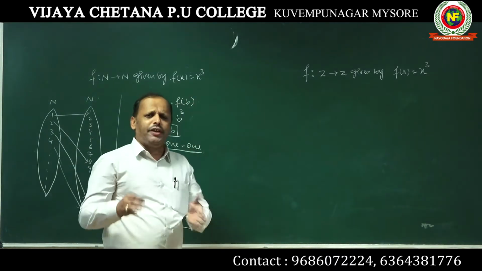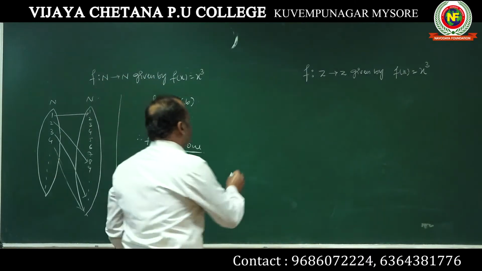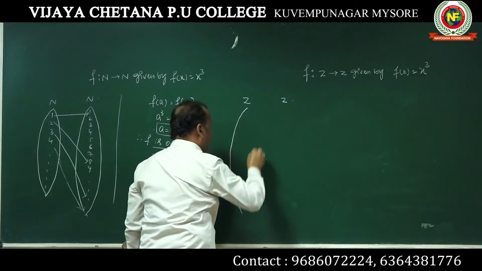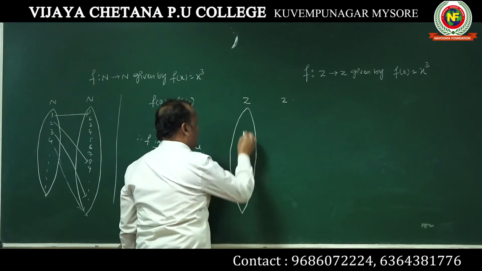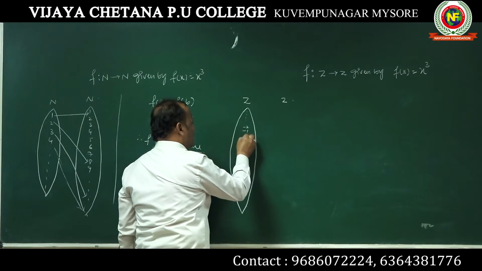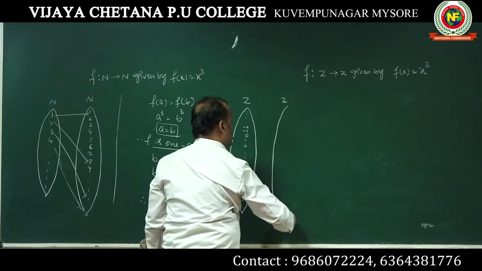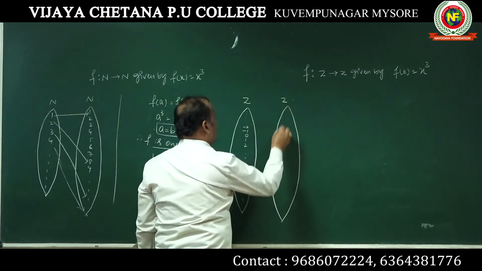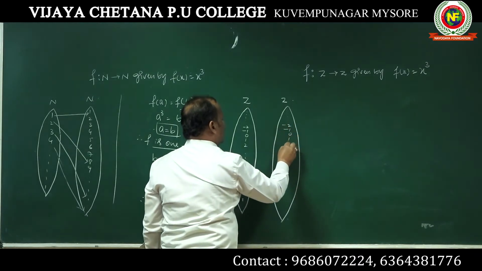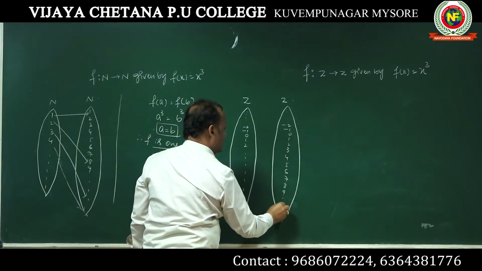Let's see. As I answered in the previous question, here also Z. I take the integers here: minus 2, minus 1, 0, 1, 2, etc. Here also Z, here also Z: minus 2, minus 1, 0, 1, 2, 3, 4, 5, 6, 7, 8, 9, etc.